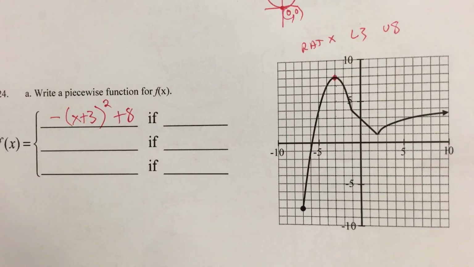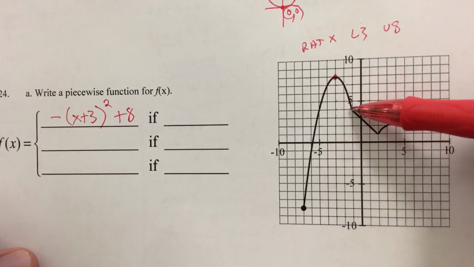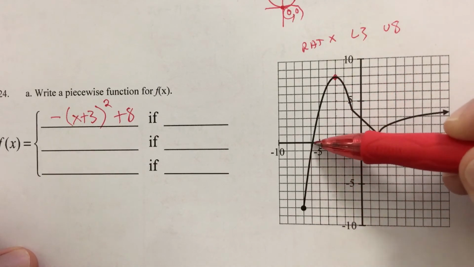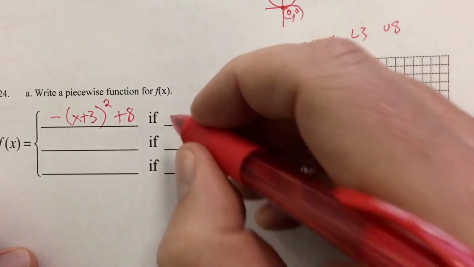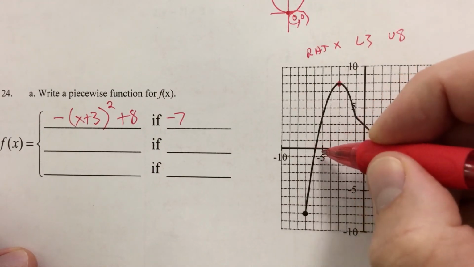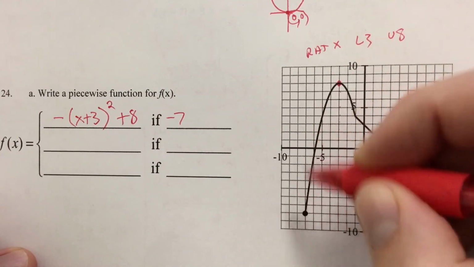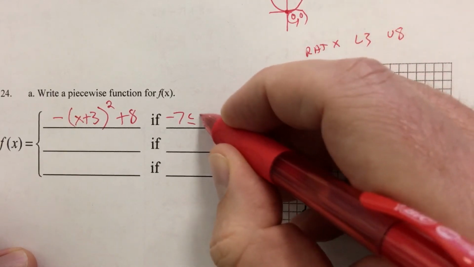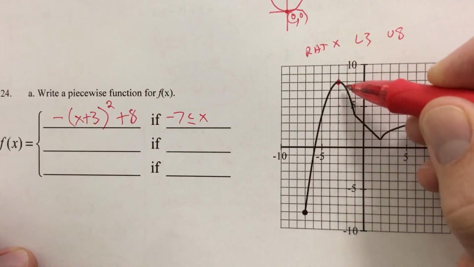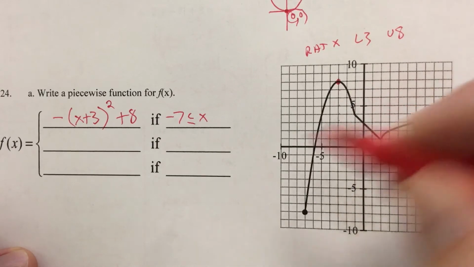And that is between what two x values? Well, the furthest that this parabola goes on the x is -7, right? 5, 6, 7. So -7 is the furthest left. And it looks like the furthest right this parabola goes is at -1.